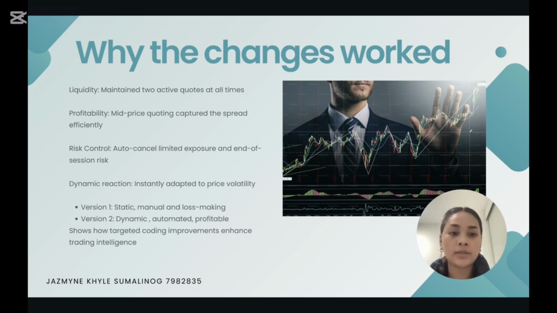The third one is risk management. Built-in auto cancel logic and position limits stopped overexposure. This helps the portfolio stay balanced and controlled. And the fourth one is dynamic reaction. The continuous refresh system allowed the algorithm to instantly adjust to changing market conditions, tightening the spreads in stable periods and widening them when volatility spiked. In short, version 1 was static, manual, and inefficient, but version 2 became dynamic, automated, and consistently profitable. This transformation shows how small, targeted coding adjustments such as mid-price quoting and automated order refresh can lead to huge improvement in performance.